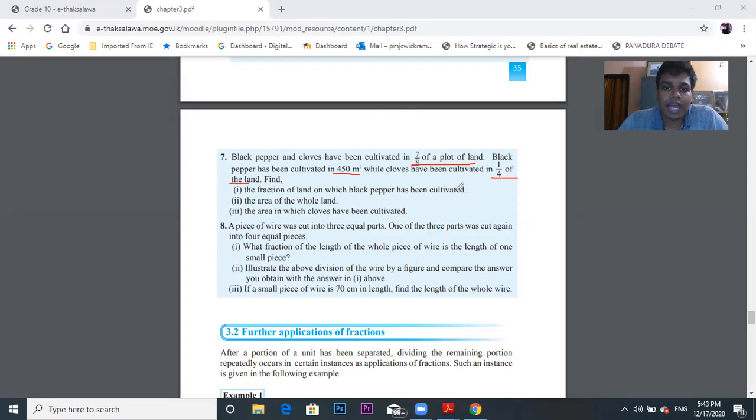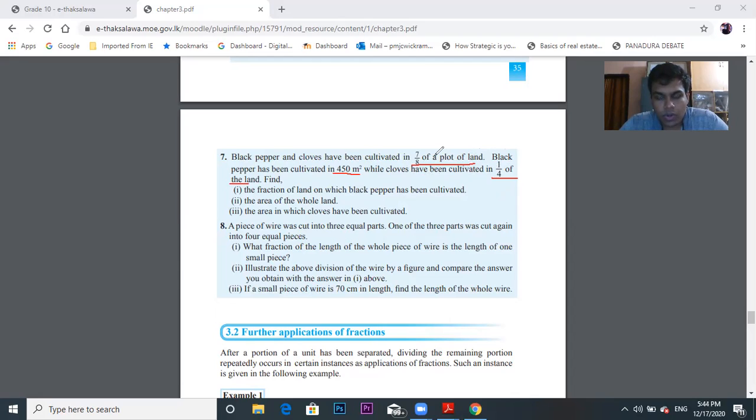What fraction of the land on which black pepper has been cultivated? So black pepper and cloves have been cultivated in 7/8 of a plot of land. Black pepper has been cultivated in 450 square meters, while cloves have been cultivated in 1/4 of the land. What fraction of land has black pepper been cultivated in? So 1/4 of the land is used by cloves. 7/8.